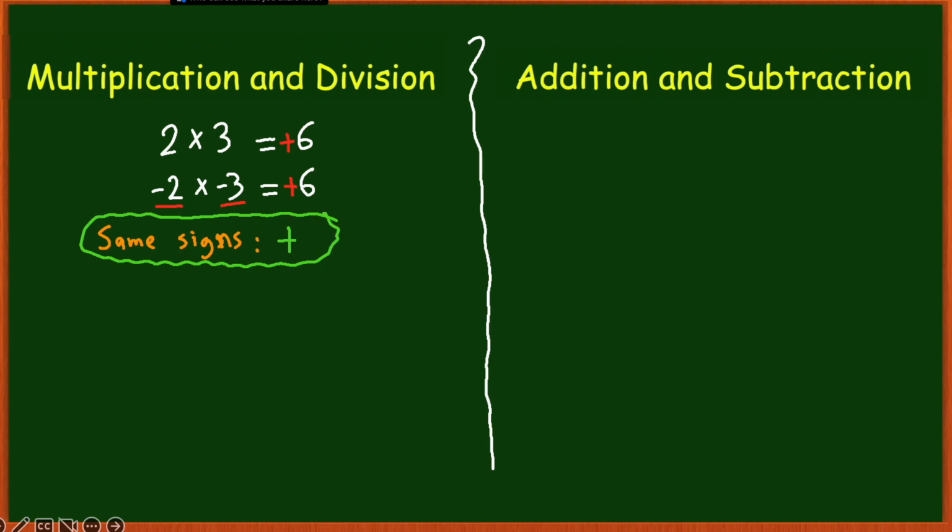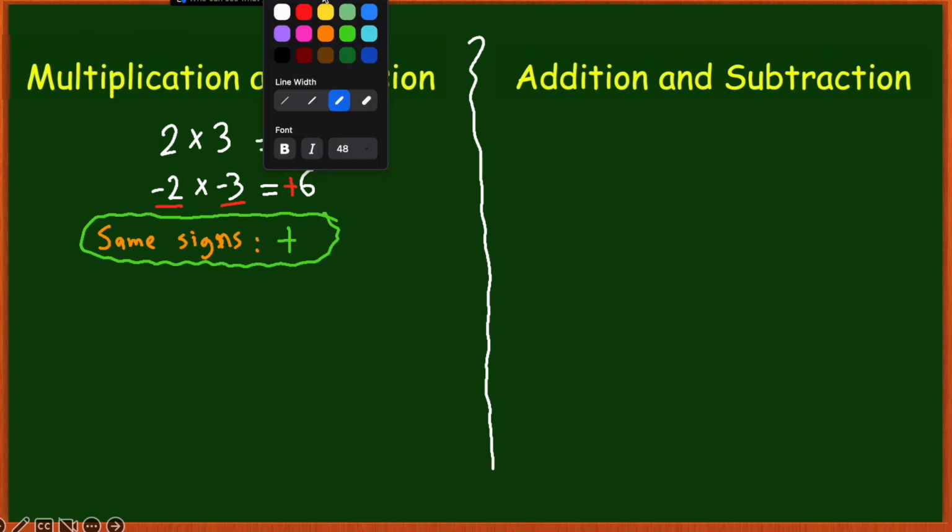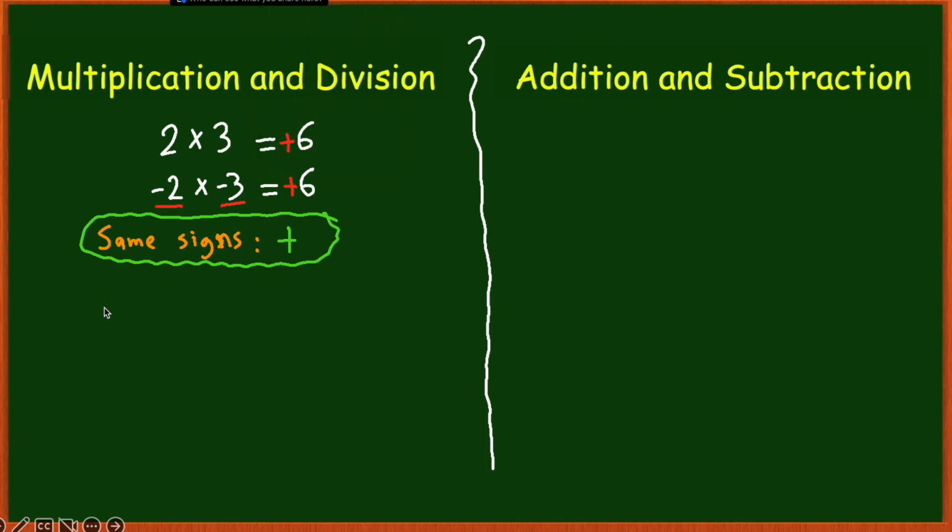Okay? And that also applies to division, for example. If we have something like negative 8 divided by a negative 4, to find the answer, we will divide normally. 8 divided by 4 is just 2. And look at the signs. They do have the same signs, right? Same signs, the answer is positive. So immediately we will put a positive sign in the answer. That's a positive answer. Okay?